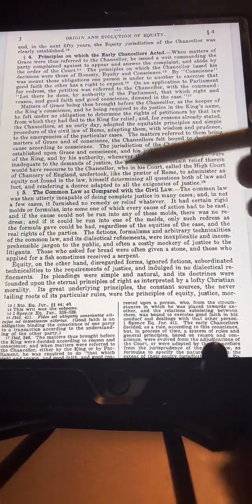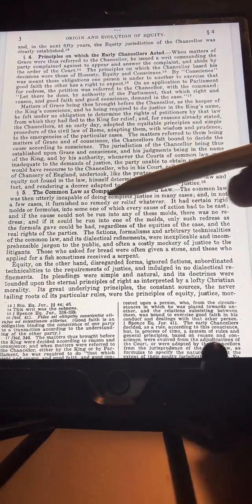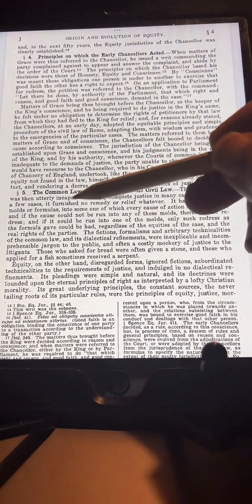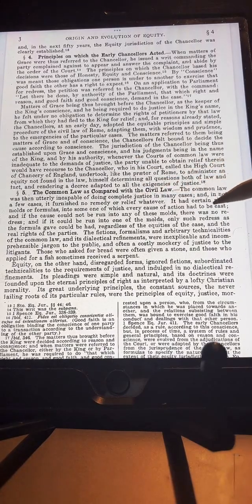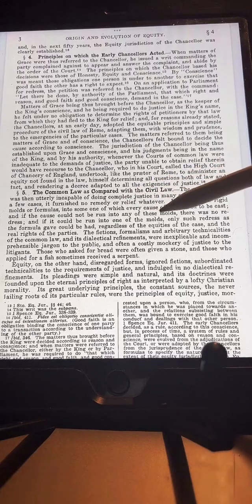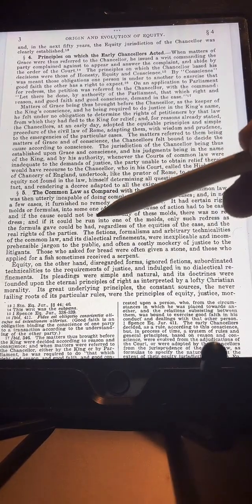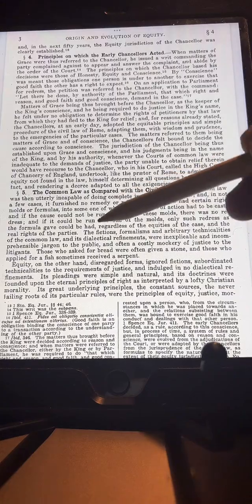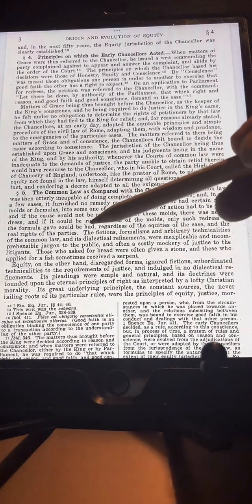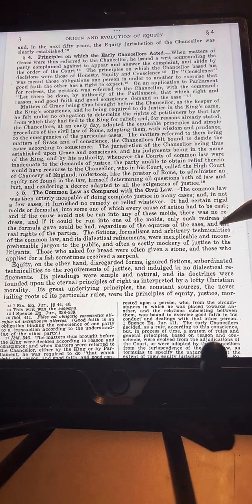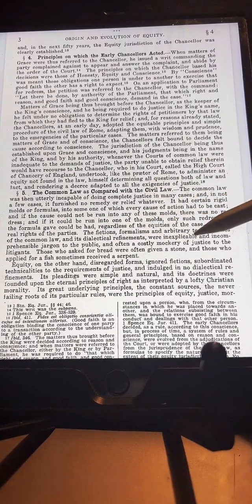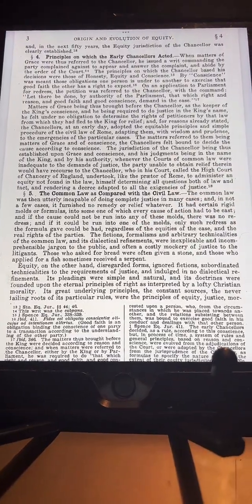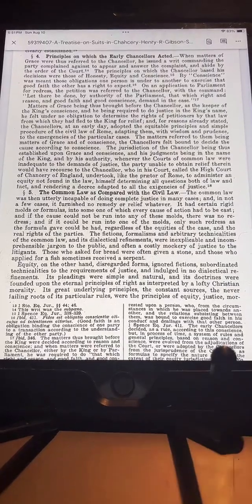So common law was then utterly incapable of doing complete justice in many cases, and in a few cases it furnished no remedy or relief whatsoever. It had certain rigid molds or formulations, into some of which every cause of action had to be cast, and if the cause could not be run into any of these molds, there was no redress, and if it could be run into one of the molds, only such redress as the formula gave could be had. Regardless of the equities of the case, the real rights of the parties, the fictitious formulations and arbitrary technicalities of the common law and its dialectal refinements were inexplicable and incomprehensible jargon to the public. Right? Legalese bullshit. And often a costly mockery of justice to the litigants. Those who asked for bread were often given a stone, and those who applied for a fish sometimes received a serpent. Okay? This is Suits in Chancery by Henry Gibson.